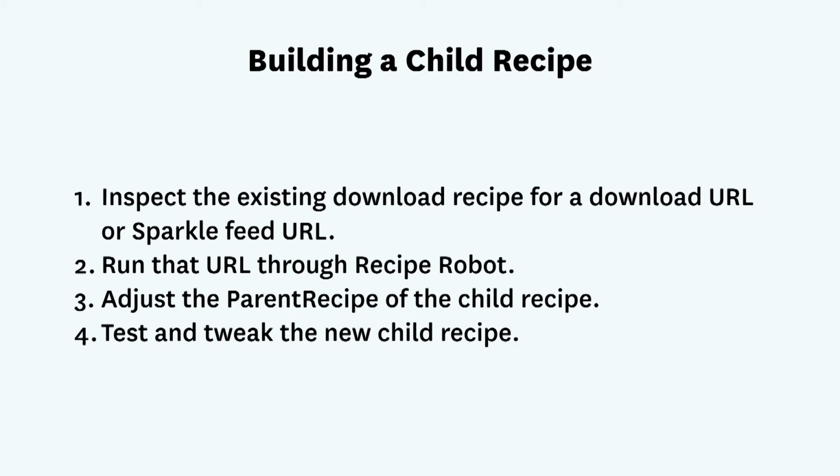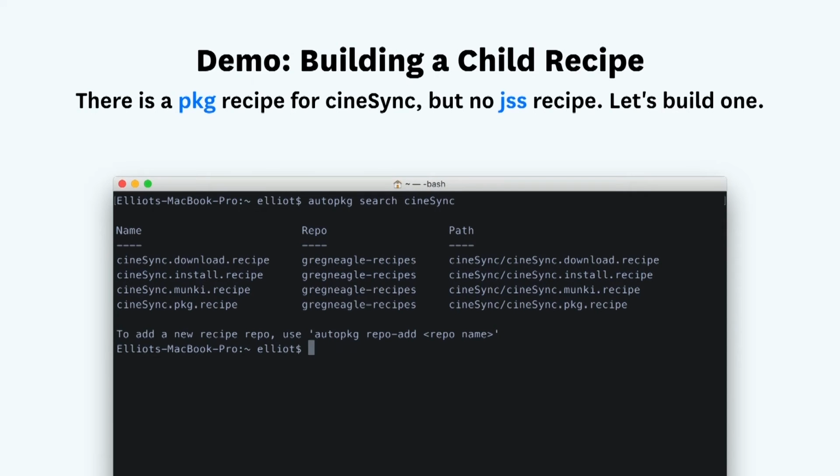Basically, the process is you do the same thing as if you were going to audit your recipe. You take that download URL and the Sparkle feed in the existing recipe, build a totally new set, and then just take that one new recipe that you want, change the parent recipe, and test and tweak. So we're going to try this out with Cinesync. There is a package recipe for Cinesync, but there's no JSS recipe. And let's say we want one. So we're going to build one using Recipe Robot.